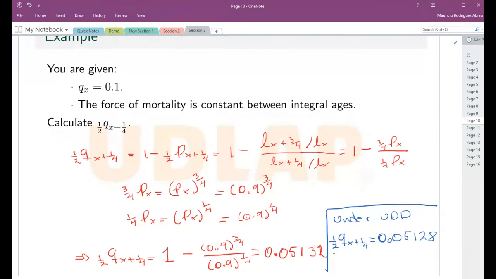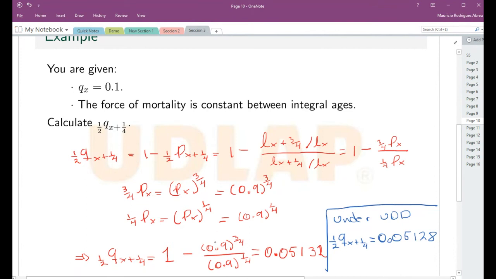So which one is correct and which one should you use? It doesn't matter, unless I ask you to use one of these approaches during the exam. If I ask you, okay, use uniform distribution of debts, then you should get something like this, and then you should follow the process that we already did. Or if I ask you, use constant force of mortality, then you should use this approach.